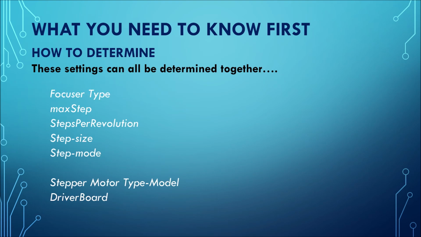We come to some very important things, because all of these are going to affect the performance of the focus controller. So the things that we need to look at altogether are what focuser type we will use, that in terms of a board, etc., max step, steps per revolution, step size, step mode, and once we know all of that, we'll be able to choose a stepper motor of the correct type or model number and the driver board required to drive that stepper motor.